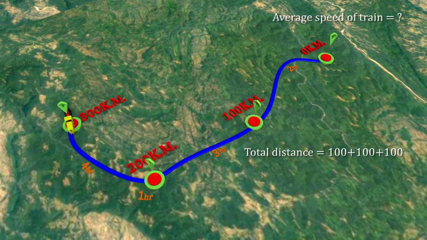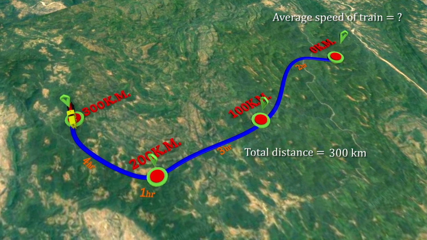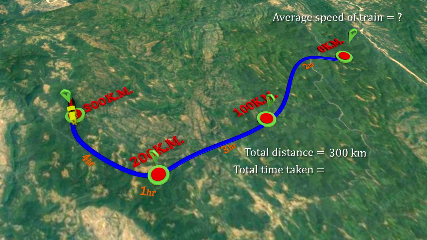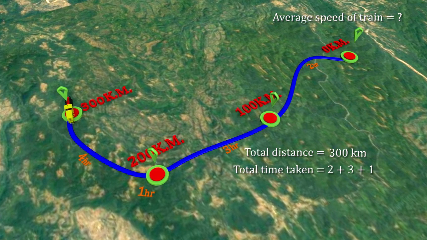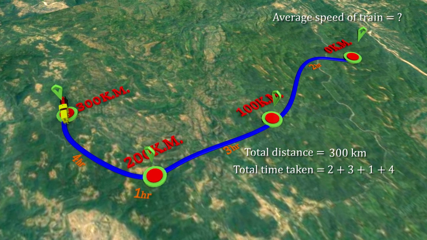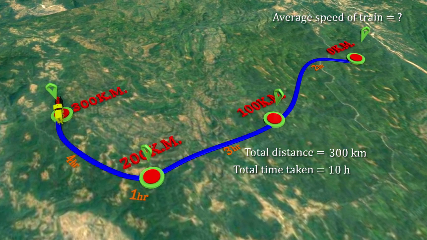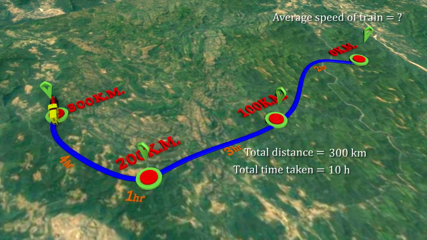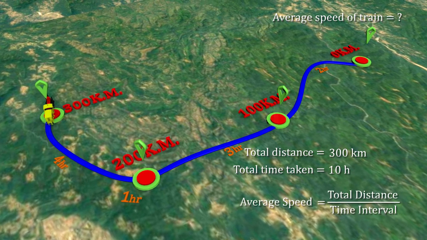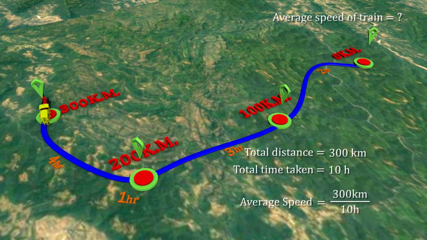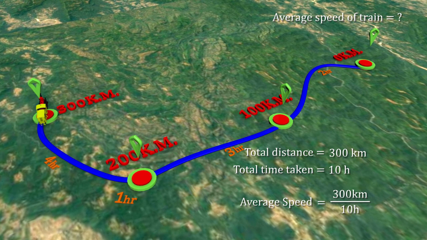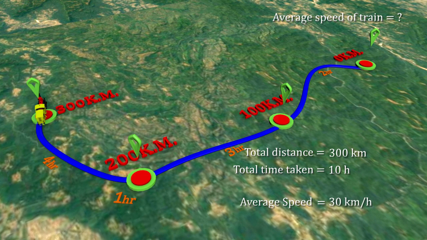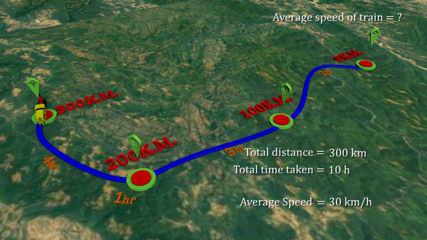Total distance travelled by the train is 300 kilometers. It takes 2 plus 3 plus 1 plus 4, that is 10 hours to reach the destination. Hence, average speed of the train is 300 divided by 10, that is 30 kilometers per hour.